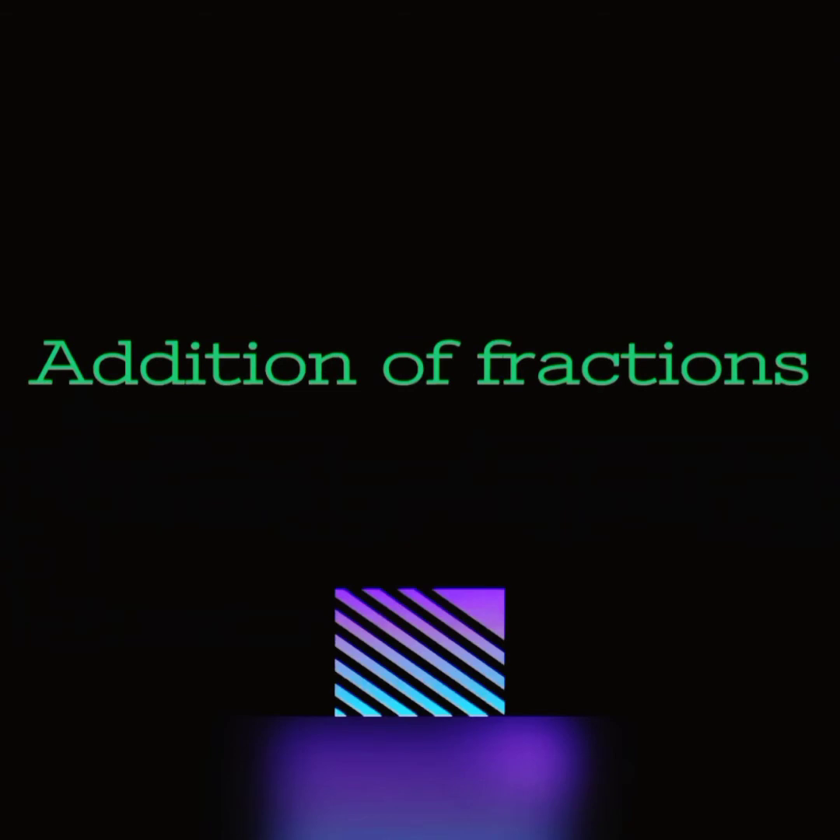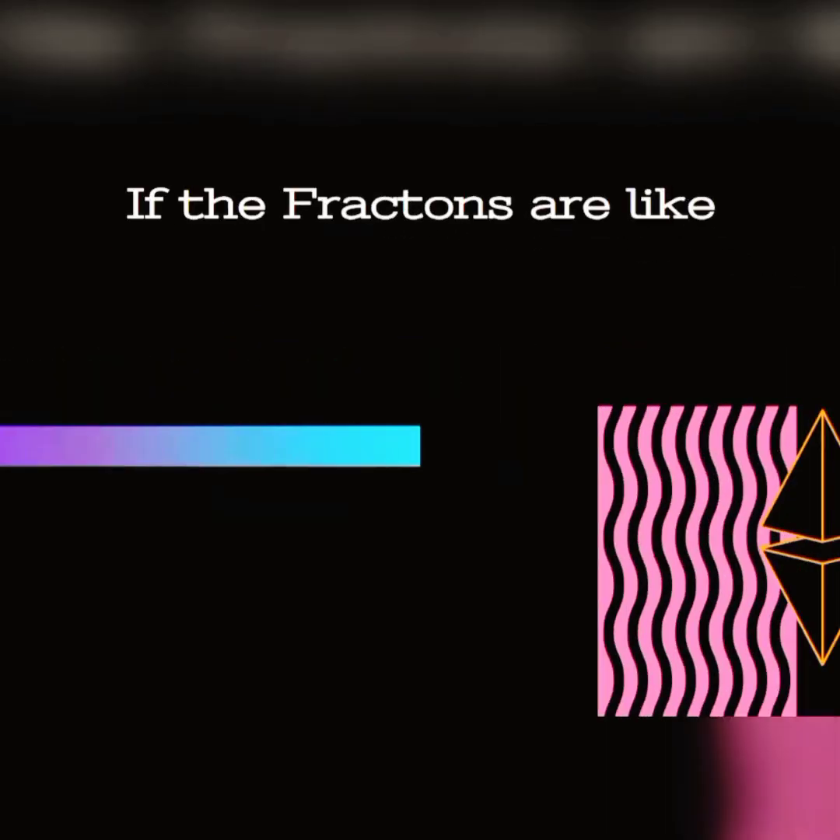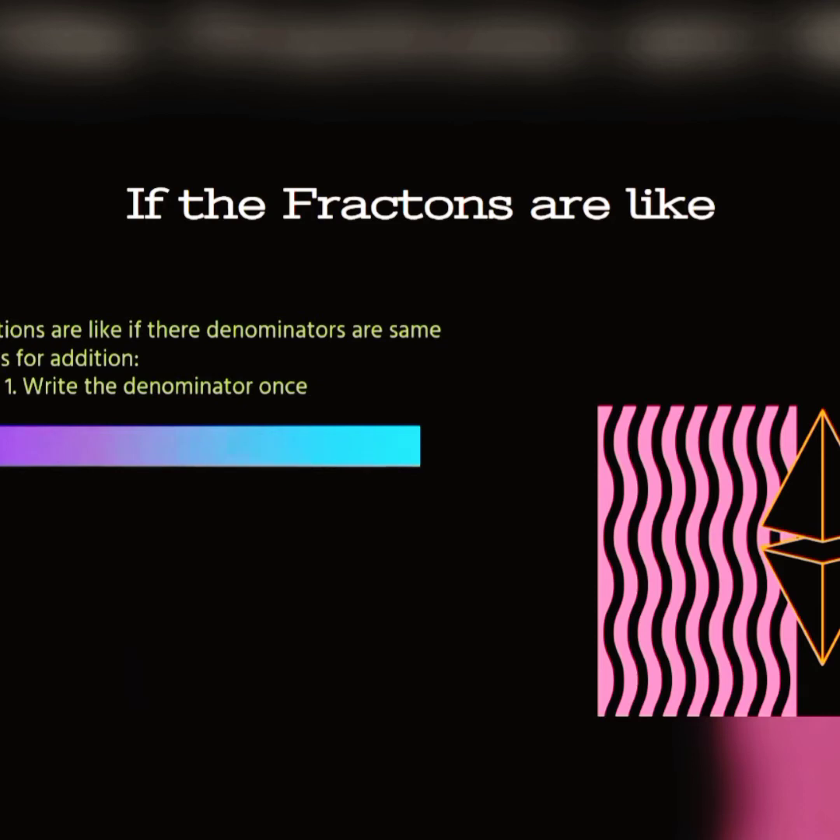Now, how to add if fractions are given? Fractions are like if their denominators are the same. Which fractions are called like? Those whose denominators are the same. So these steps will be followed. Write the denominator once because it is the same. Then find the sum of the numerators. For example, find the value of 1 upon 4, 3 upon 4 and 5 upon 4.